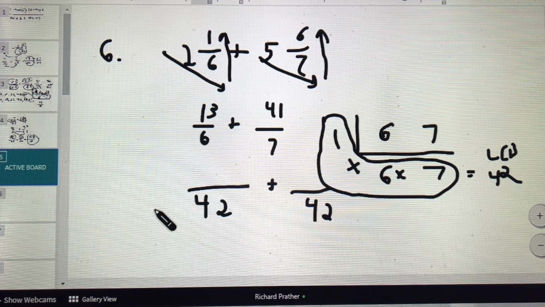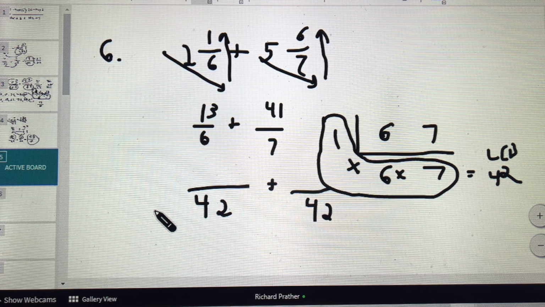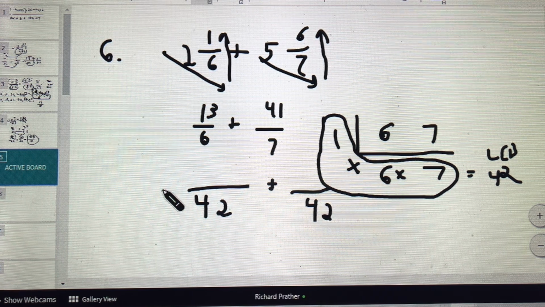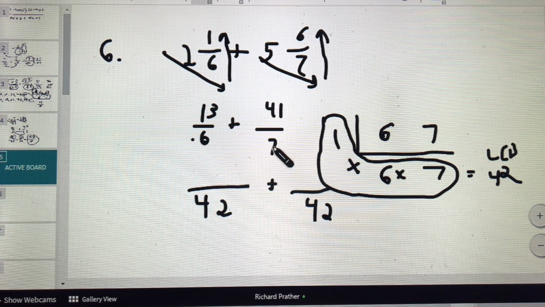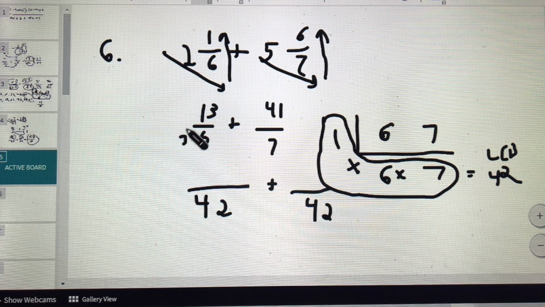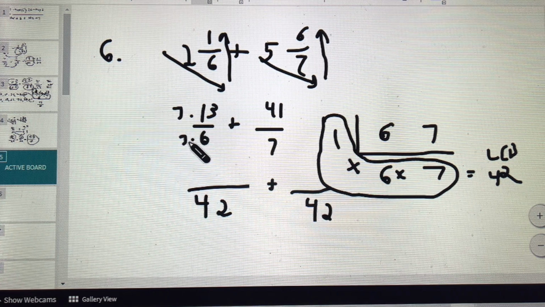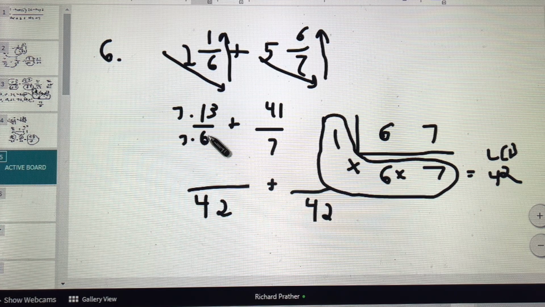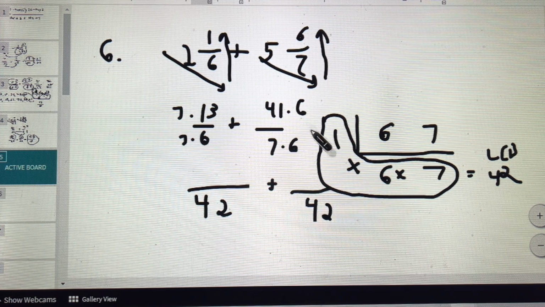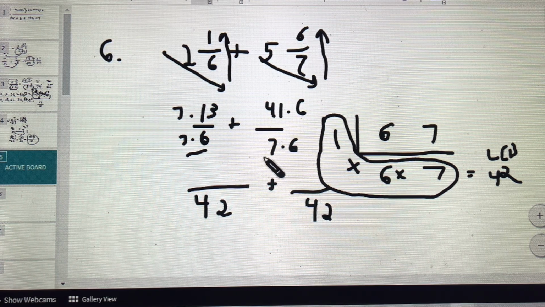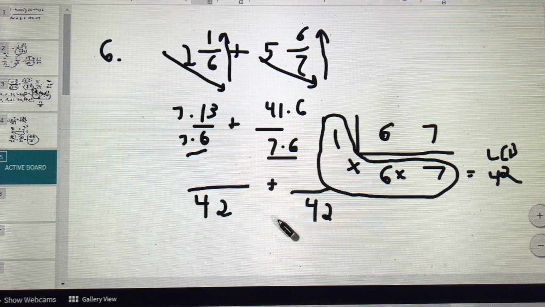Another advantage of this is when the common denominator is both of the original numbers multiplied together, then what you do is you multiply each fraction by the other denominator. I'm going to multiply the 6 by this 7 over here. And I'm going to multiply the 7 by the 6. And that way, they're both 42. 7 times 6, 7 times 6, that's both 42.